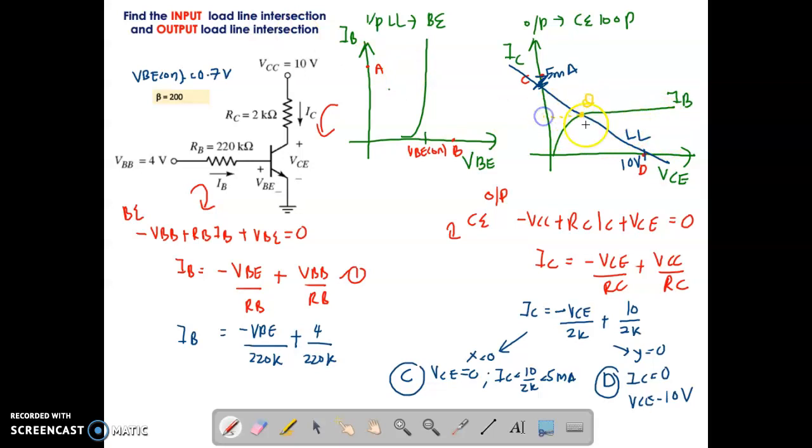How are you going to find the Q point? You are going to make an estimation here. So this is the value of your Q point.